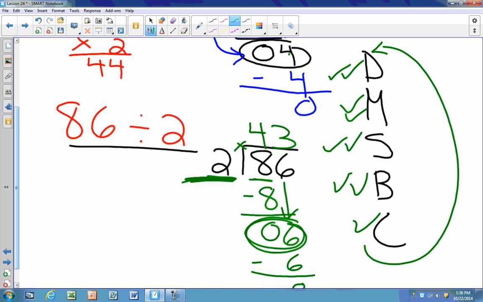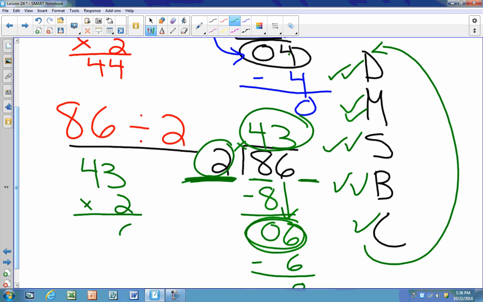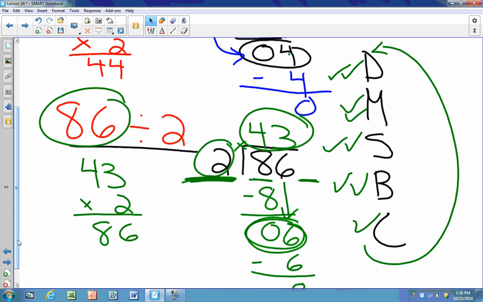Bring down. There's nothing to bring down, so I stop. So my answer is 43. So I check the 43 times the 2 on the outside, and I end up with 86, which matches this number, which tells me that I am correct.